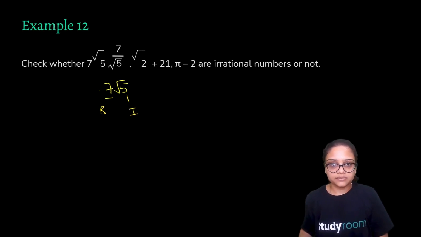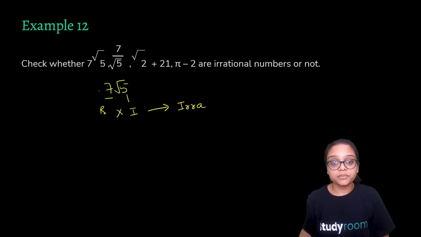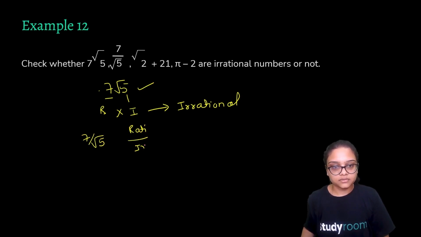I'm writing I and R. A rational number times an irrational number always gives an irrational number. Remember this point. So this number is irrational. Now, 7 divided by root 5. Again, a rational is divided by an irrational, so it also gives an irrational number.